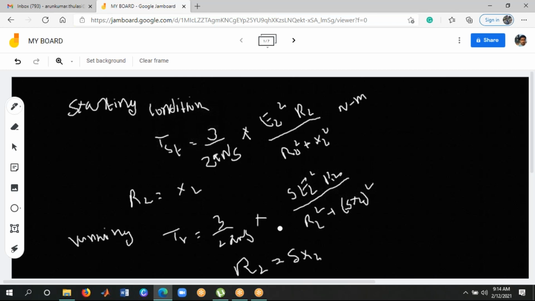Now in today's class we are going to discuss how many torques are available in the three-phase induction motor, what is the importance of these torques, and how we can make the relation among them. In the three-phase induction motor we have three types of torque: starting torque, maximum torque, and full load torque. So these are the three torques available on the motor.